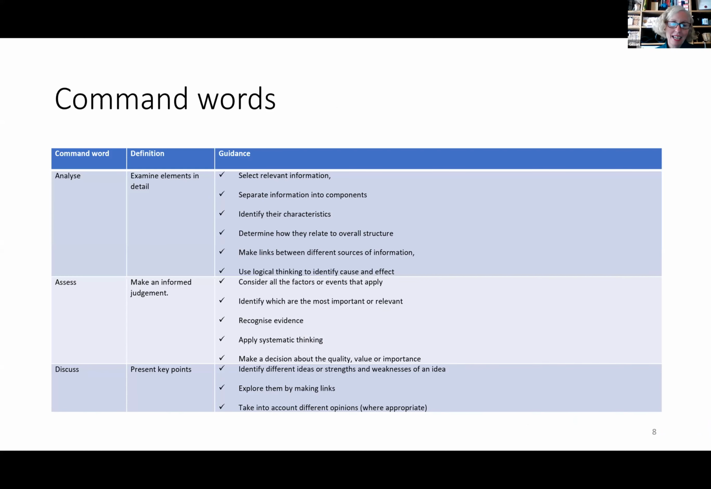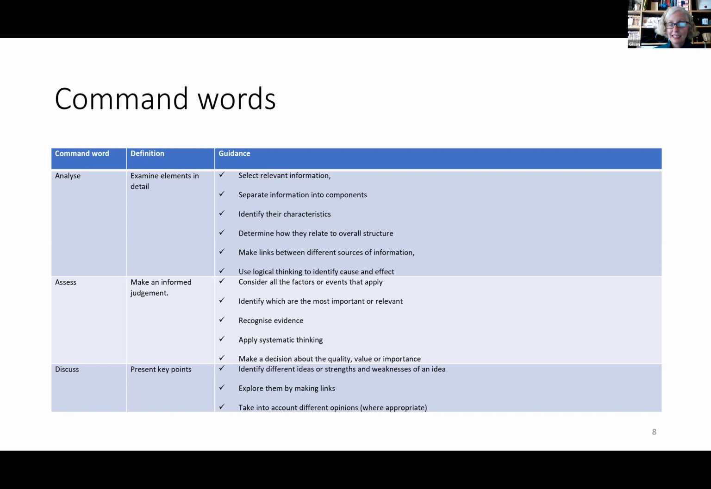Analyse is examining in detail. So you're identifying characteristics, making links, using logical thinking to identify cause and effect. Cause and effect is a classic way to answer an analyse question. So I've got the guidance there, and all this is available from ABE. And as to what the question means, you'd break it into its constituent parts. You'd look at depth of each part using supporting arguments for and against, and how they interrelate, such as the cause and effect.